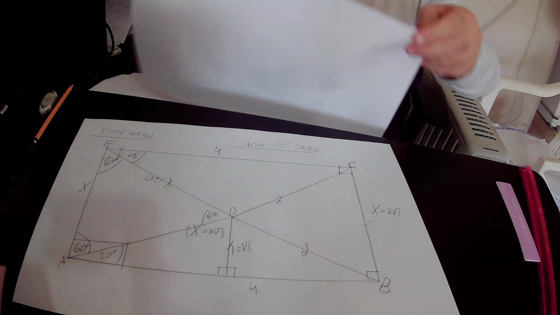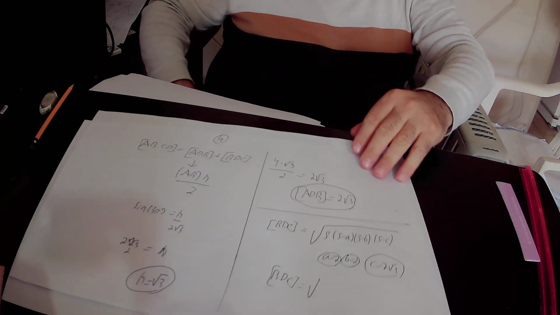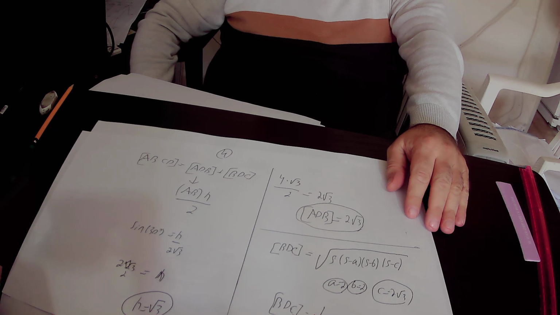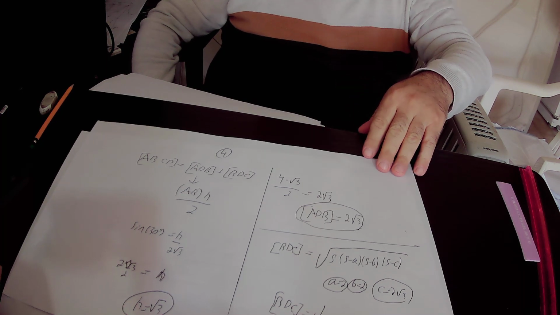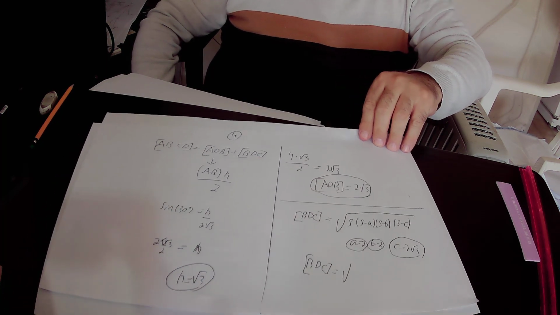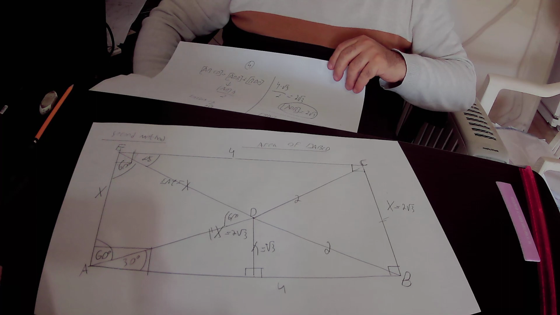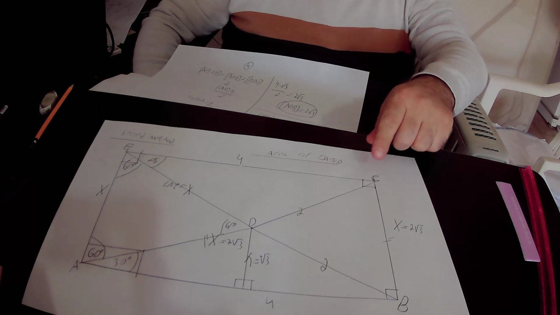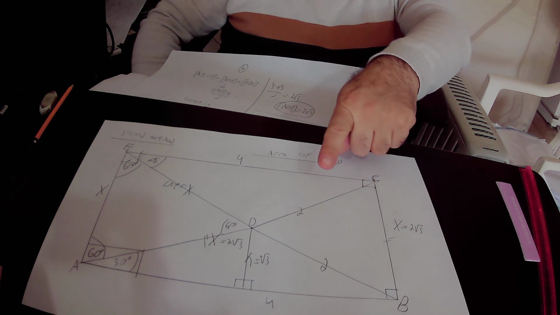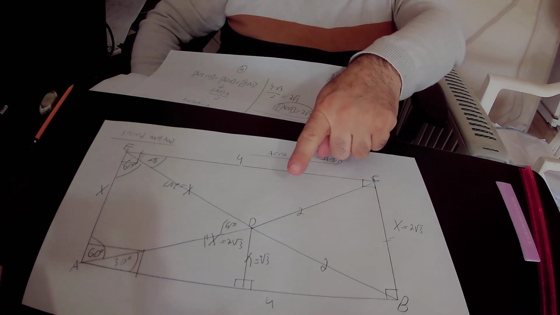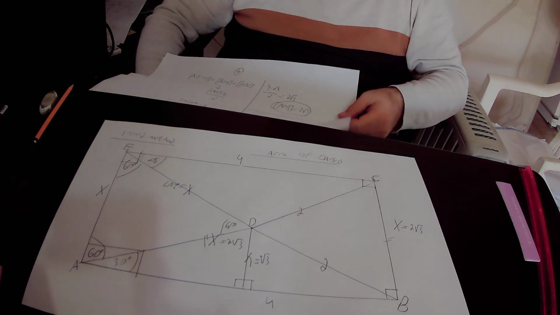Then the area of quadrilateral ABCD equals the area of triangle ADB plus the area of triangle DBC, and the area of triangle ADB equals the base of the triangle, that is AB, times the height to the base, that is actually h, over 2.